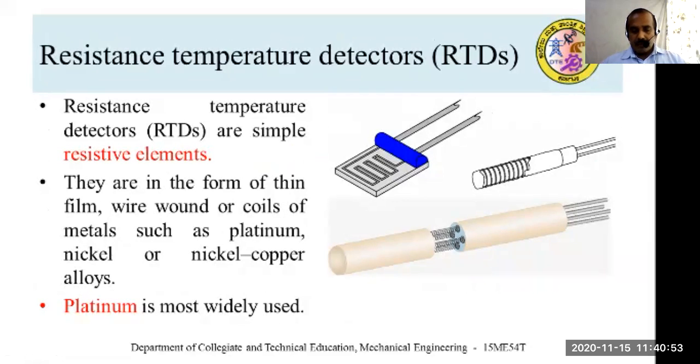RTDs are made up of simple resistive elements. These simple resistive elements are in the form of a thin film, wire wound, or coils of metals made up of platinum, nickel, nickel copper alloys, but platinum is most widely used.